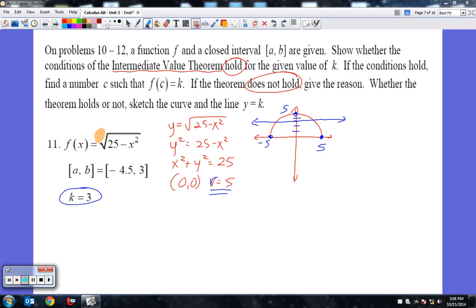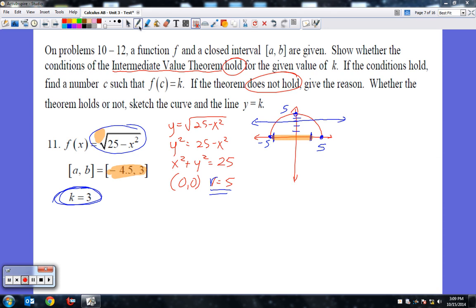Our established domain is between negative 4.5, which is roughly about here, all the way to a positive 3, which is probably here. So we're looking at this interval here. We're saying there must possibly exist an x where these two lines or functions will intersect. The y is equal to 3 function will intersect with this function here. Alright, so let's go through our rules.